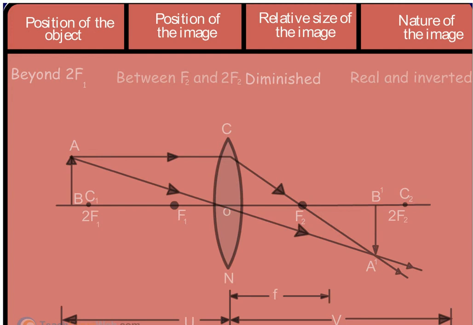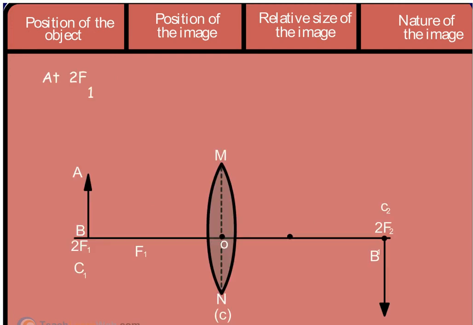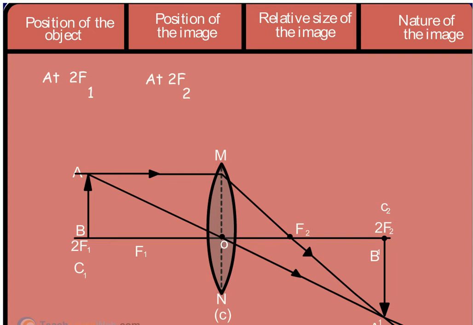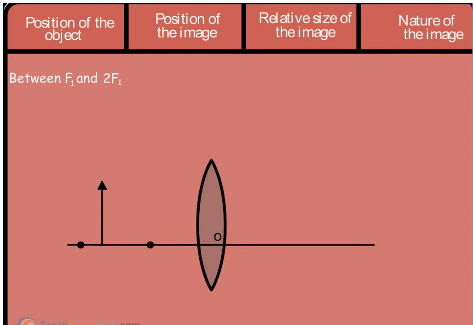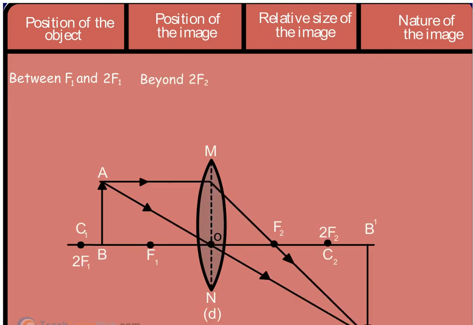If the position of an object is at 2f1, the position of the image is at 2f2. Relative size of the image is same size and the nature of the image is real and inverted. If the position of an object is between f1 and 2f1, the image formed is beyond 2f2. The relative size of the image is enlarged and the nature of the image is real and inverted.